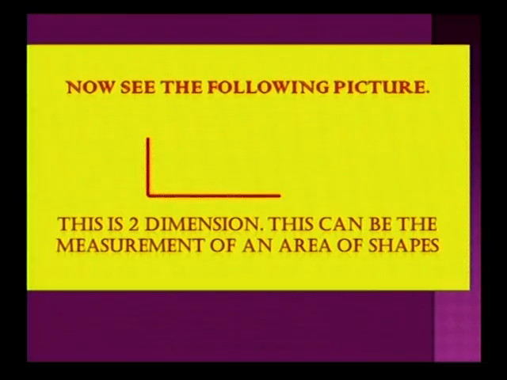So, it can be spread in one direction only. That is length or width. So, it is called a 1D shape. And see another example. Very good. Excellent answer. It can be spread in 2 directions. That is length and breadth. So, it is called a 2D shape.